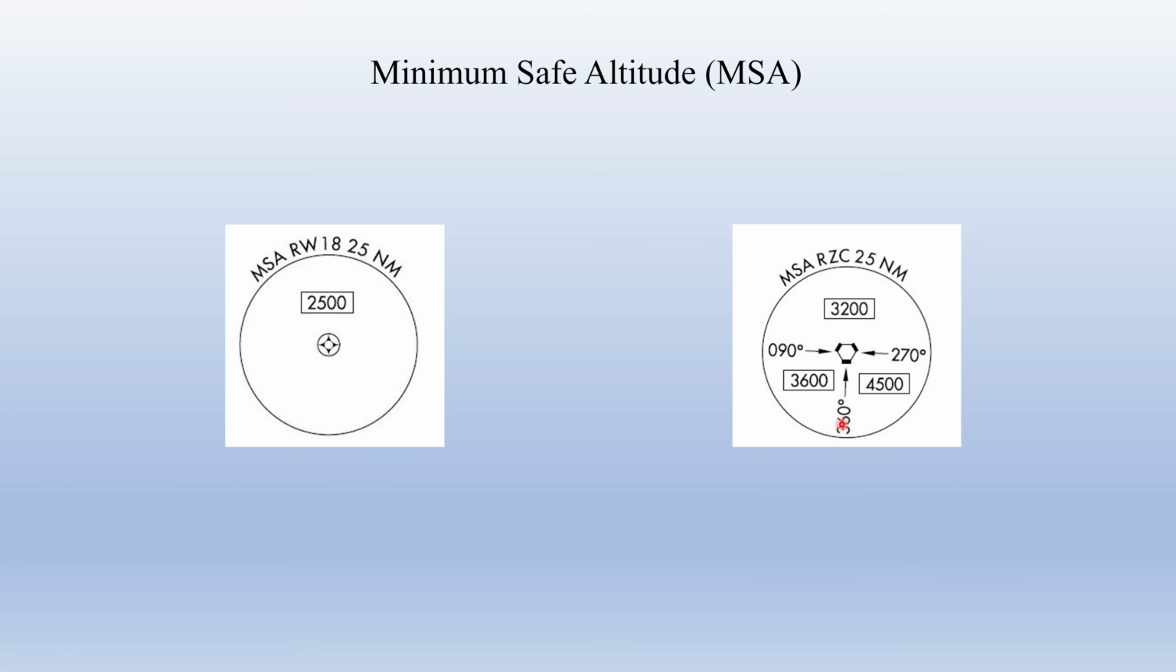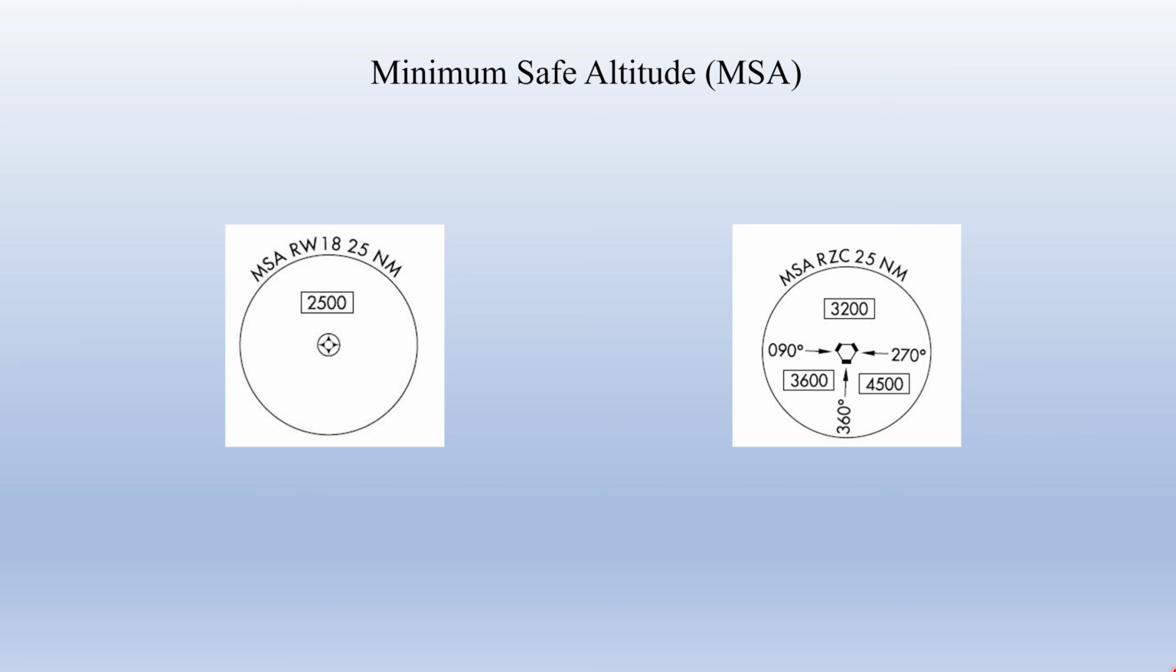If we are on a 360 heading or on the 180 radial around clockwise to the 090 degree radial, the MSA is 3,600 feet. And then if we're in this bottom right corner here, 270 heading around to a 360 heading to the VORTAC, then 4,500 is the MSA, so quite a bit higher than the top sector there.